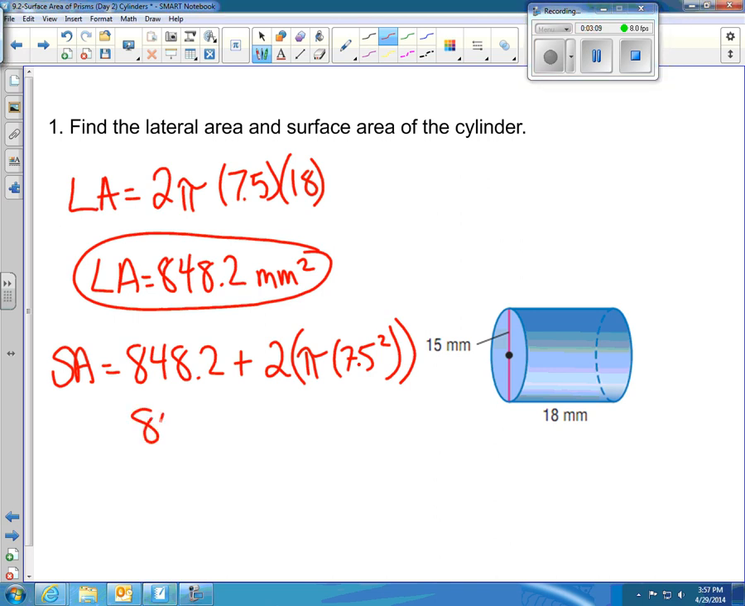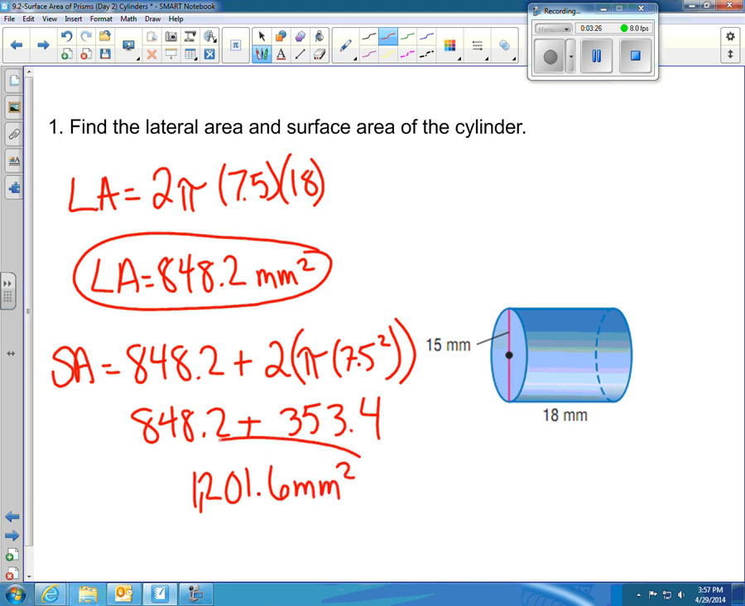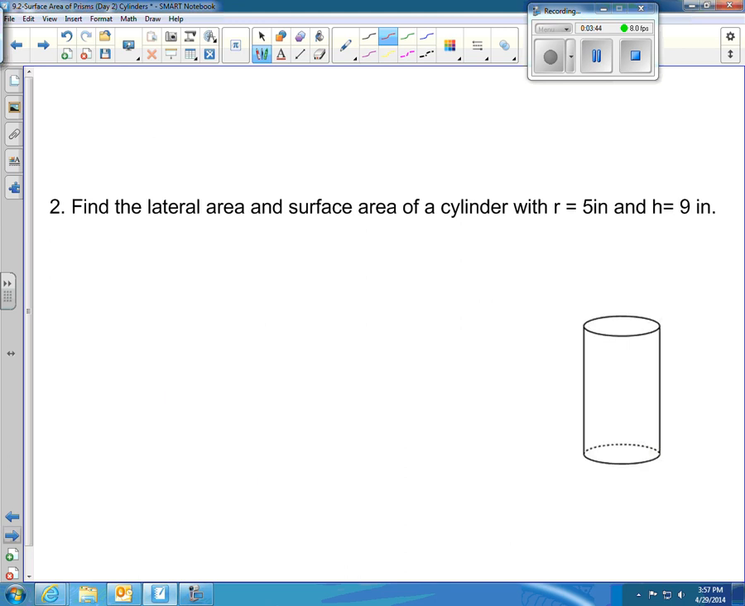Okay, so we had our 848.2 plus 353.4, so let's just round that to 4. We're going to go ahead and add these. We're going to get 12,001.6 millimeters squared for our surface area. So not any different than what we got when we did our problems on yesterday's notes. We do our lateral area and we add our surface area. Okay, let's move on and check out problem 2.